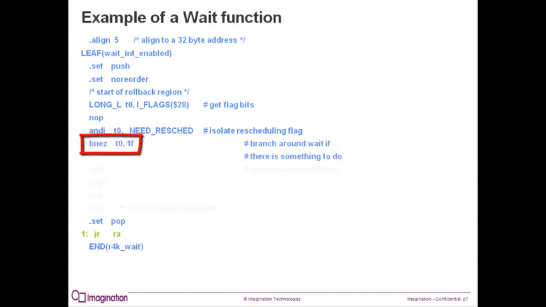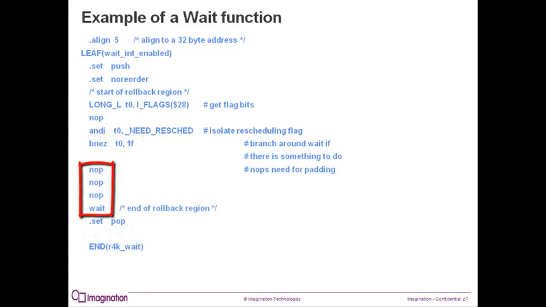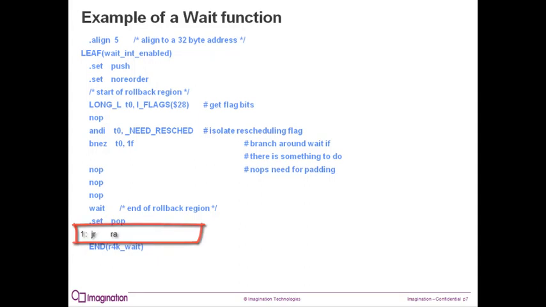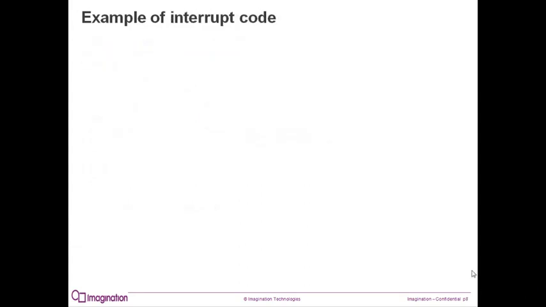The flag is tested, and if set, the code will branch forward around the wait instruction. If not set, the code will fall through the no-ops and execute the wait instruction. When an event happens that takes the CPU out of low power mode, the function returns.